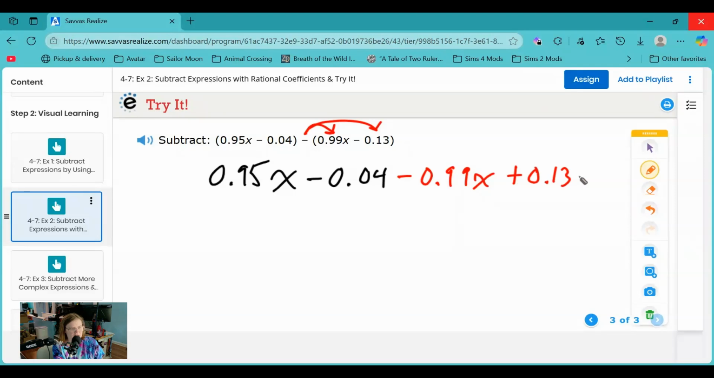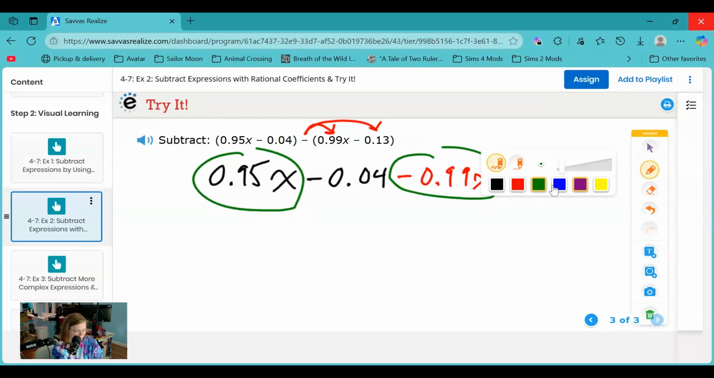You'd get the same kind of expression if you use the invisible one, or if you did keep, change, opposite, you would get the same thing. So from here, we can group our like terms together. So we have the x's here, and we have the constants here.